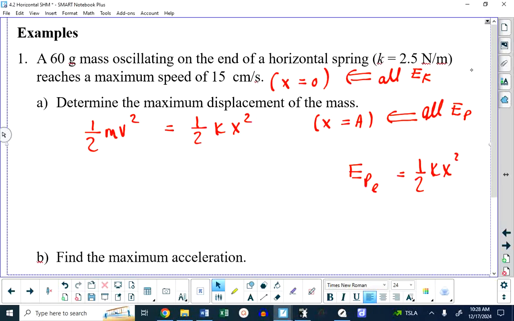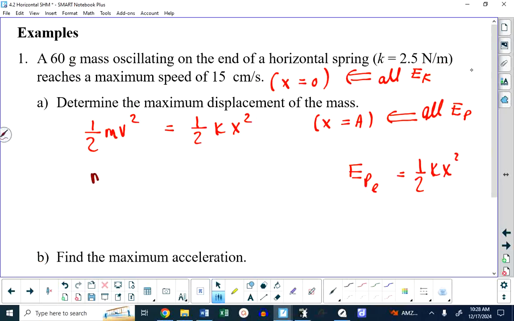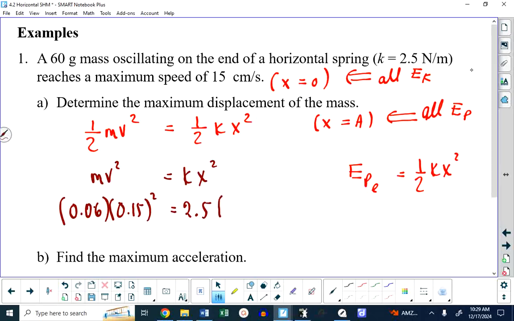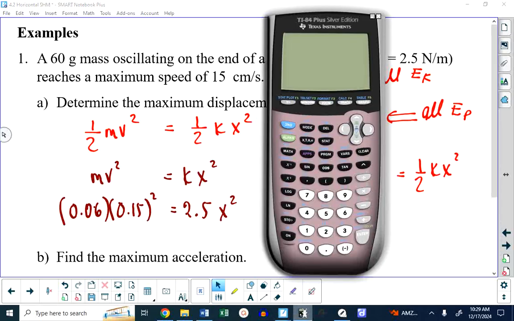I end up with mv squared equals kx squared. So I can take the mass in kilograms times the speed squared in meters per second equals k in standard units times x squared. It's just a matter now of taking 0.06 times 0.15 squared and dividing by 2.5, then of course taking the square root.